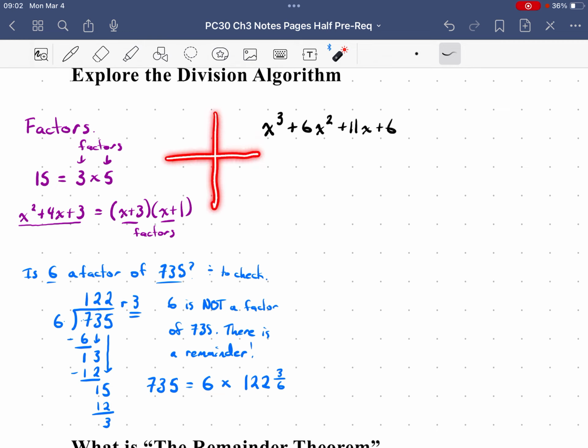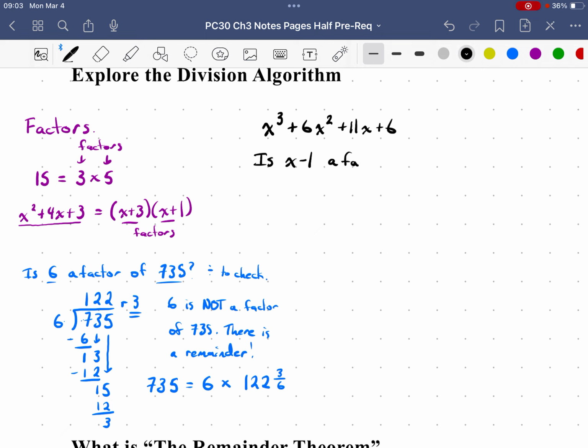So this one's going to look something like, maybe like this, right? That's going to be plus 6. It's going to go from low to high. That's because it's an odd degree. It can have up to 3 x-intercepts. I'm going to ask, is x minus 1 a factor of this? Is x minus 1 a factor of this?